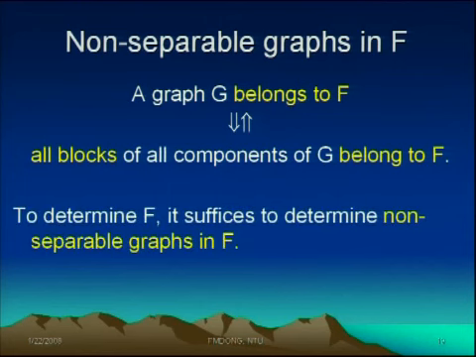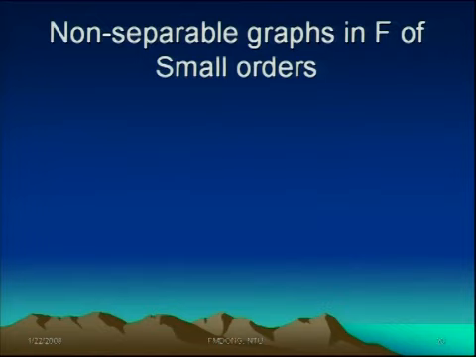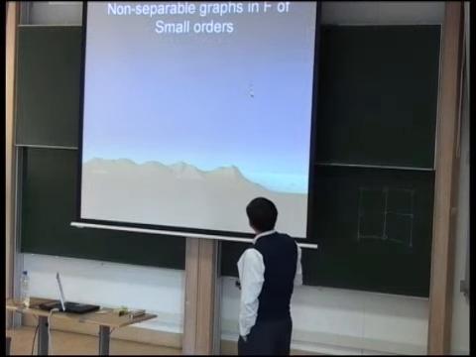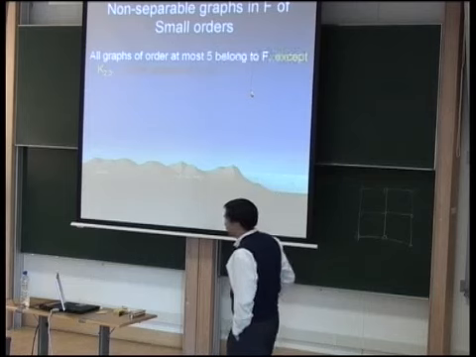So to determine F, we just need to determine all the non-separable graphs in F. Or you can say we just consider 2-connected graphs in F, because the only difference is K2. Okay, now I want to show you some examples: non-separable graphs in F of small order.